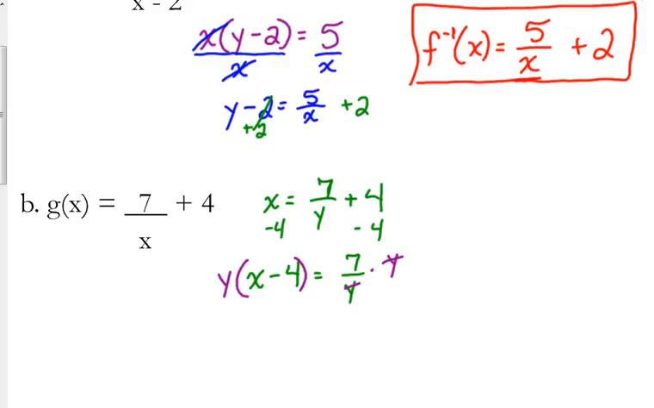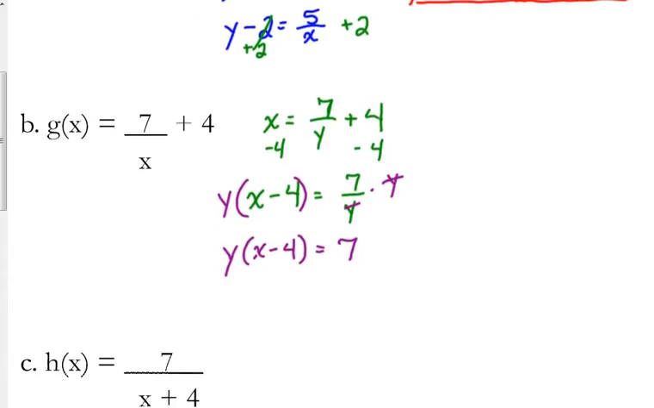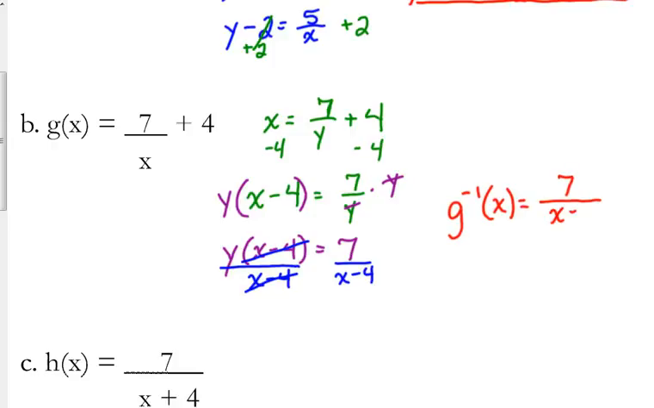Just like in the last problem, we're not going to distribute it. Okay, we are not going to distribute that. We're just going to leave it the way it is so that our final step here is to divide by the x minus 4 to get y by itself. So g inverse of x is equal to 7 over x minus 4.